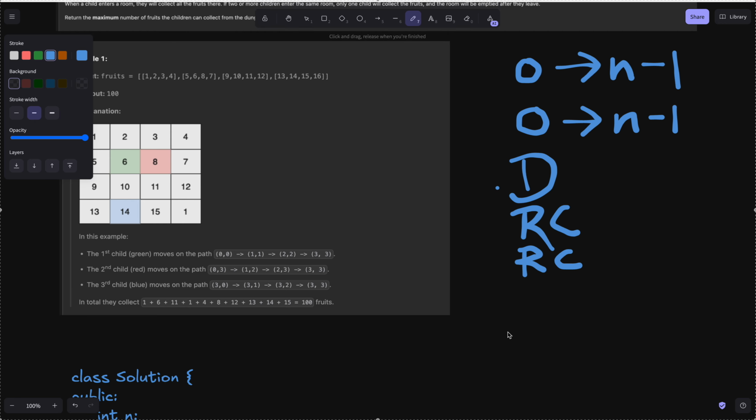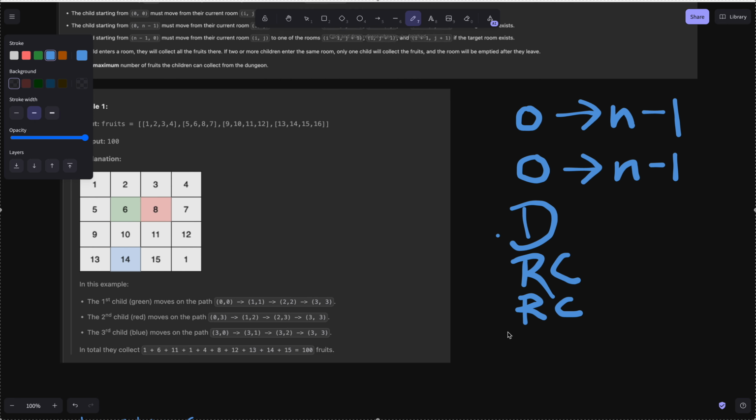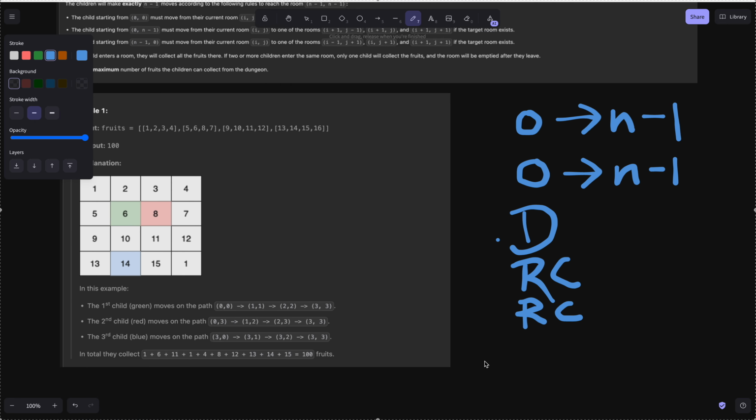So for the first child it is a direct path. The direct path is the diagonal path. So for the first child it becomes 1 plus 6 plus 11 plus 1, so that becomes 19.